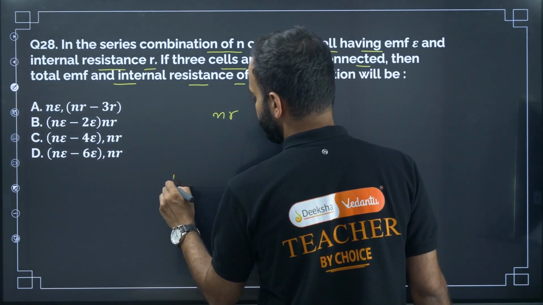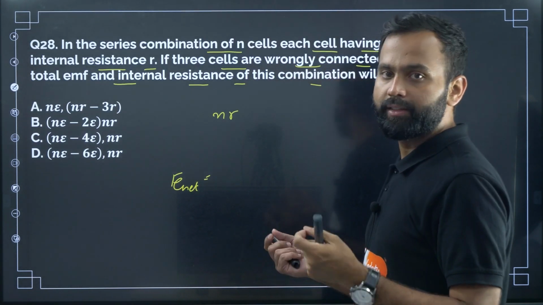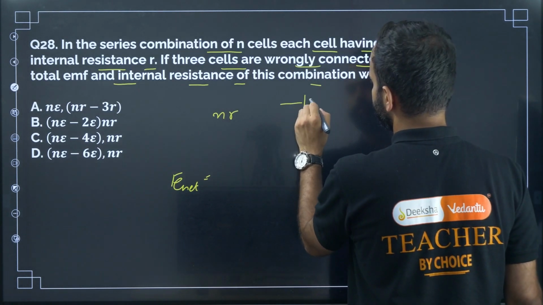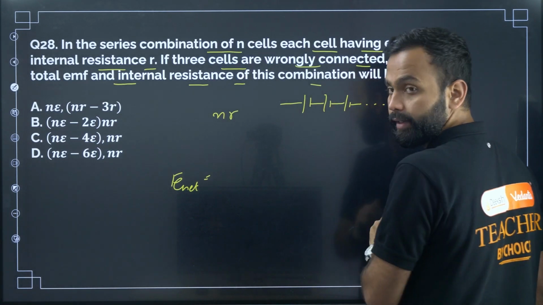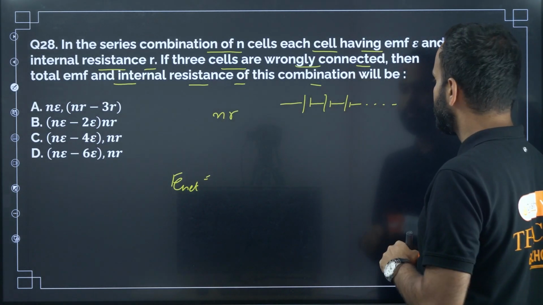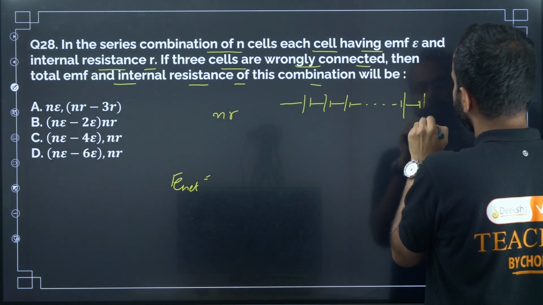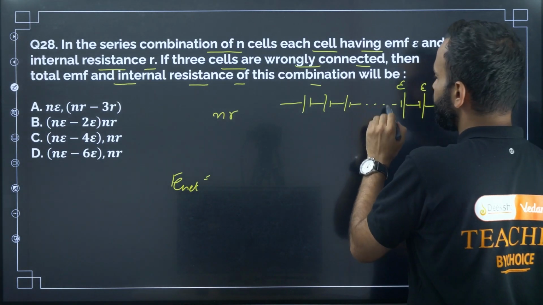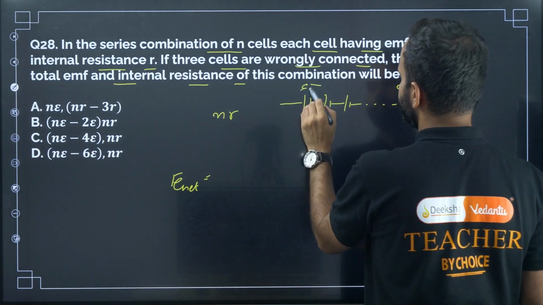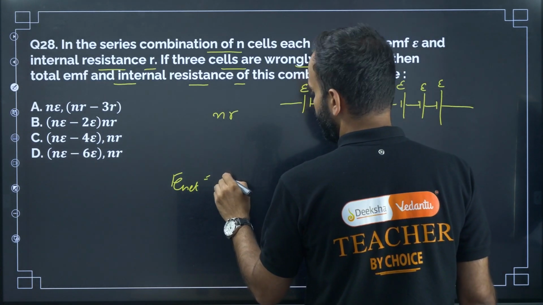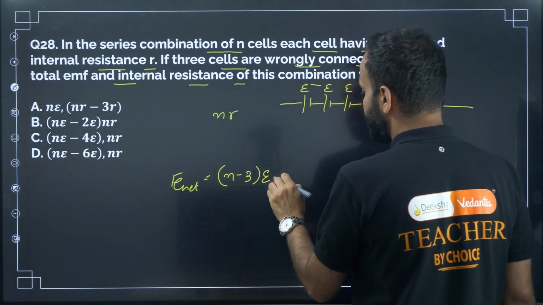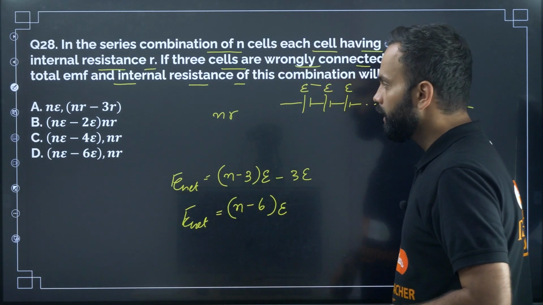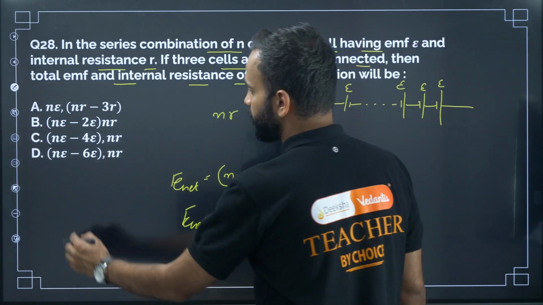Here the net EMF, E net, is equal to... 3 cells are connected wrongly, right? So the remaining cells are connected in series. There are n number of cells, and 3 are connected wrongly, so the remaining will be n minus 3 cells. So net EMF is equal to (n minus 3) times E minus 3E. So net EMF is equal to (n minus 6)E. And the total internal resistance is nR. So the correct option is D.